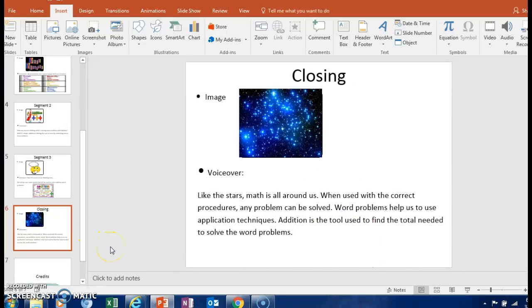Like the stars, math is all around us. When used with the correct procedures, any problem can be solved. Word problems help us to use application techniques, and it is also a tool that is used to find the total needed to solve the word problem.